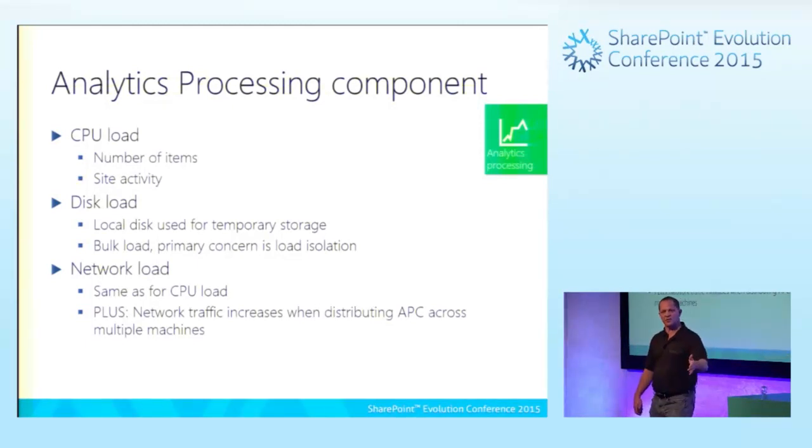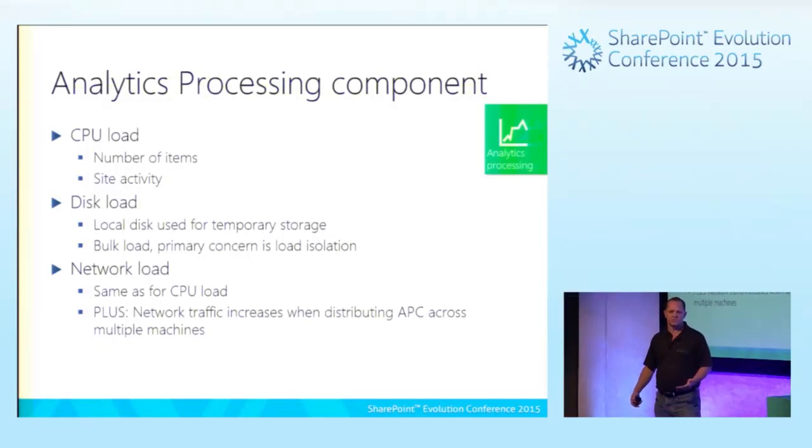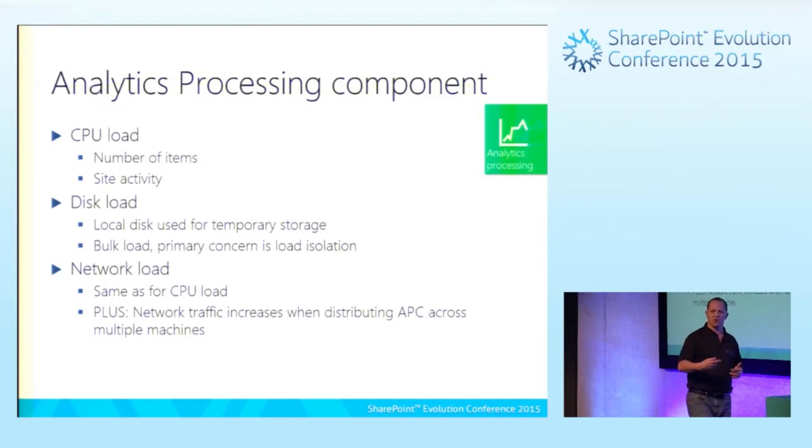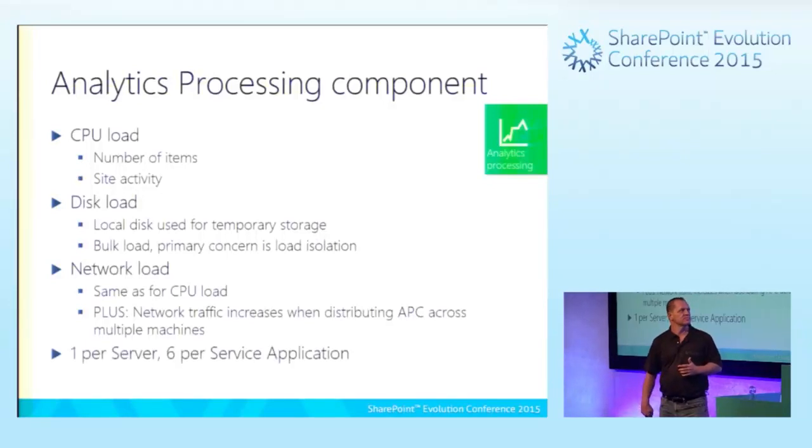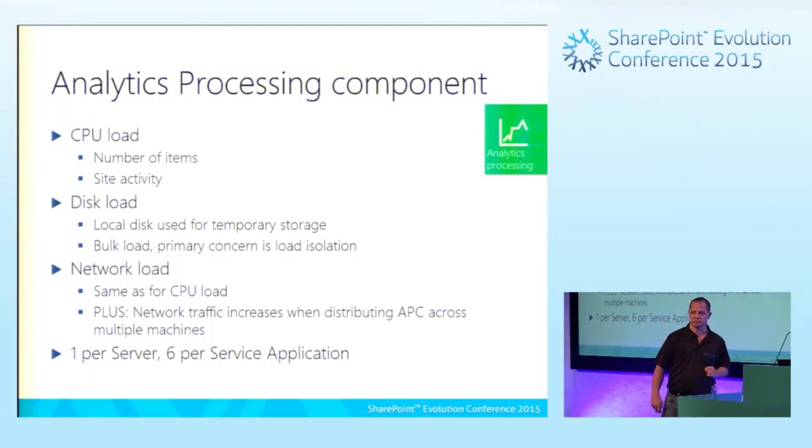Because if you go from one analytics processing component to another one, you're going to have that traffic going across the network. So don't think that by just adding more components, I'm reducing certain items. Network load will increase because of more components. 1 per server and only 6 per service application.